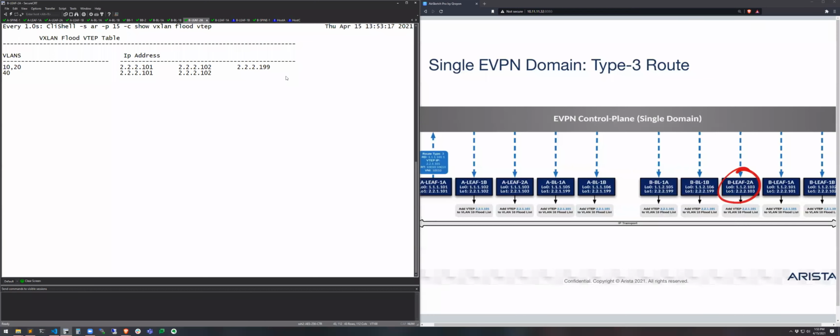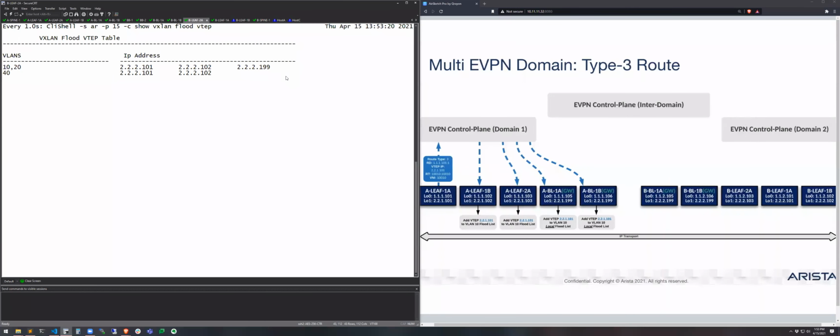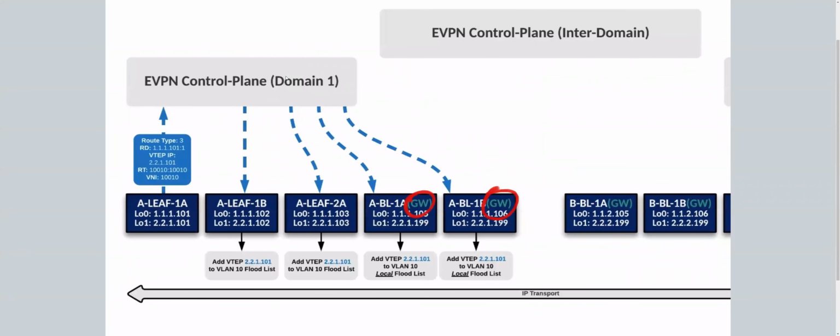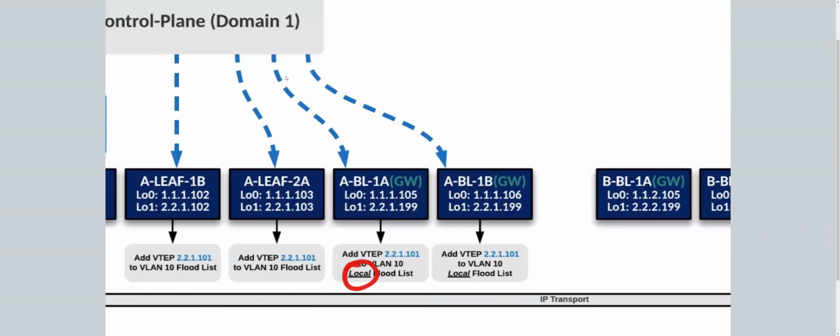What just happened here? So if we go to this diagram and take a look at this, we see that in this case, with the gateway functionality enabled, the type 3 route originated from ALEAF1A, as expected, and also as expected, the VTEPs added that VTEP to their local flood list for VLAN 10. Actually, local is a very key word here. So on the gateway, it's going to add VLAN 10 to its local flood list. More on this in a second, but the gateways are now going to maintain two separate flood lists, a local and a remote flood list.